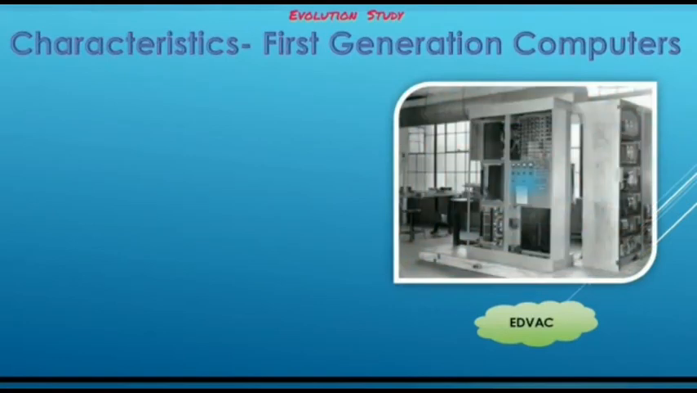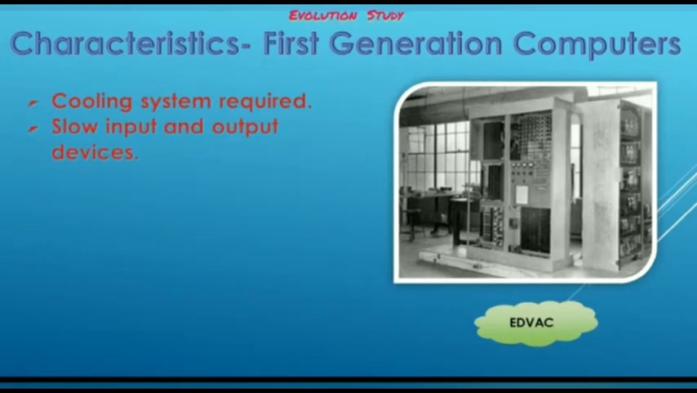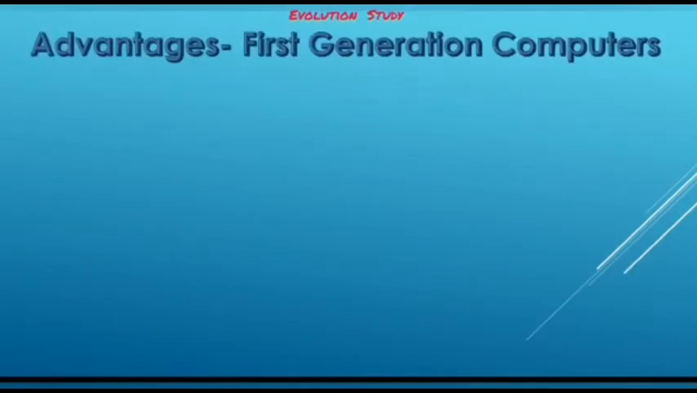Now let's talk about the characteristics of first generation computers. Vacuum tube technology was unreliable, consumed high electricity, and generated a lot of heat. Non-portable and very costly. Cooling system required, slow input and output devices. Supports machine language only.